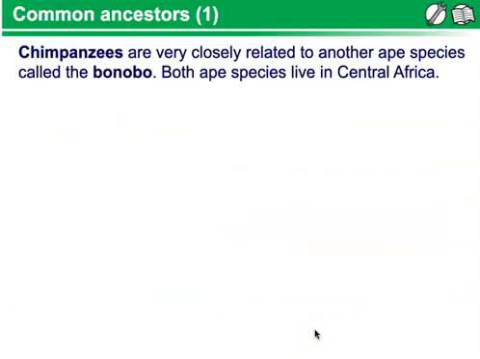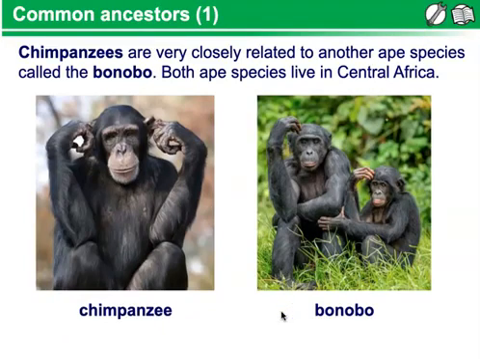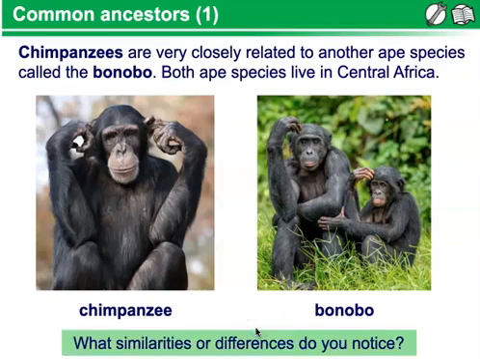When talking about the theory of evolution, we talk about this idea of common ancestors. Chimpanzees are very closely related to other ape species, specifically the bonobo. Both ape species live in Central Africa. Here's a picture of a chimpanzee, and here's the bonobo. What similarities or differences do we notice?